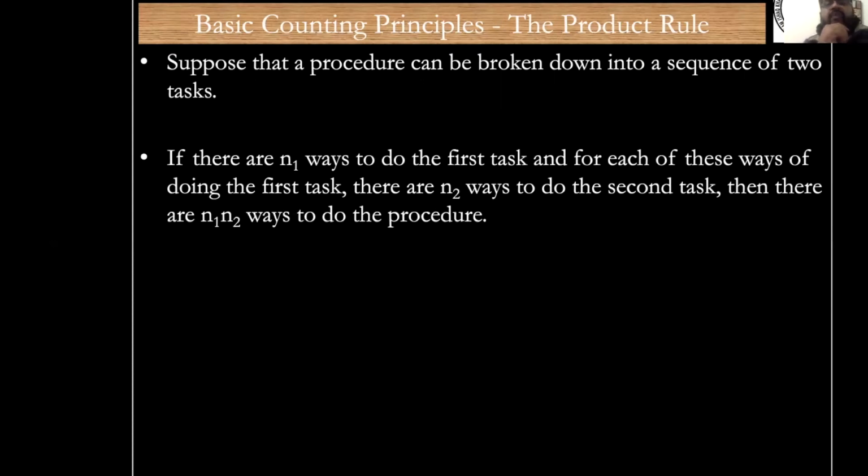So if there are n1 ways to do the first task, and for each of these ways of doing the first task there are n2 ways to do the second task. So if you have to do it in two sub-steps or sub-tasks, and for the first subtask there are n1 different ways, and for each of these n1 different ways you have got n2 different ways to do the second task, then there are a total of n1 multiplied by n2 ways to do the whole procedure. So that's a simple product rule.